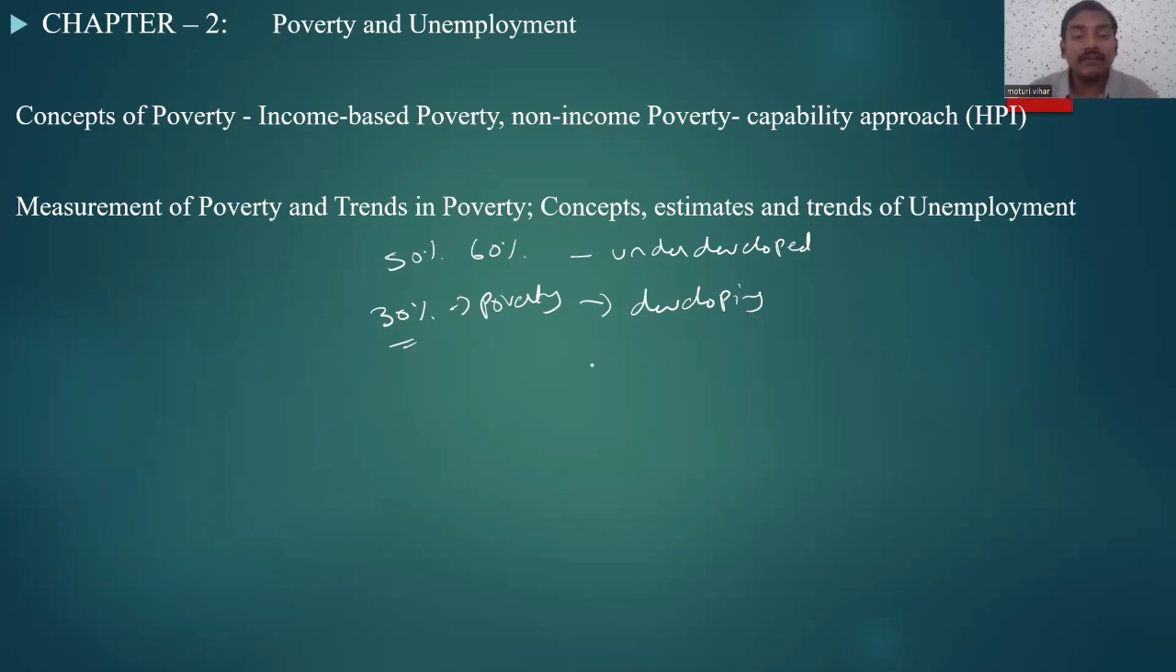But when it comes to developed countries, it is 10 percentage, 5 percentage, etc. So this is the aspect of the national income. In this way, these are aspects of the national income.